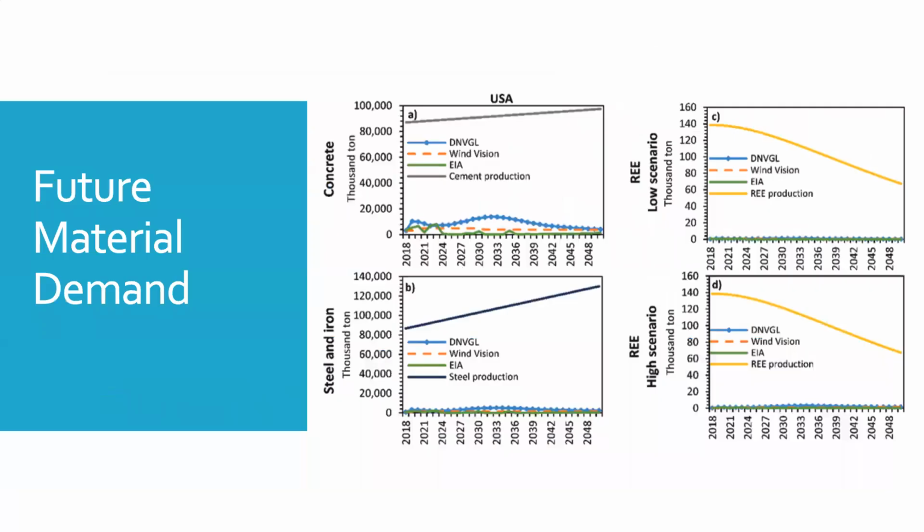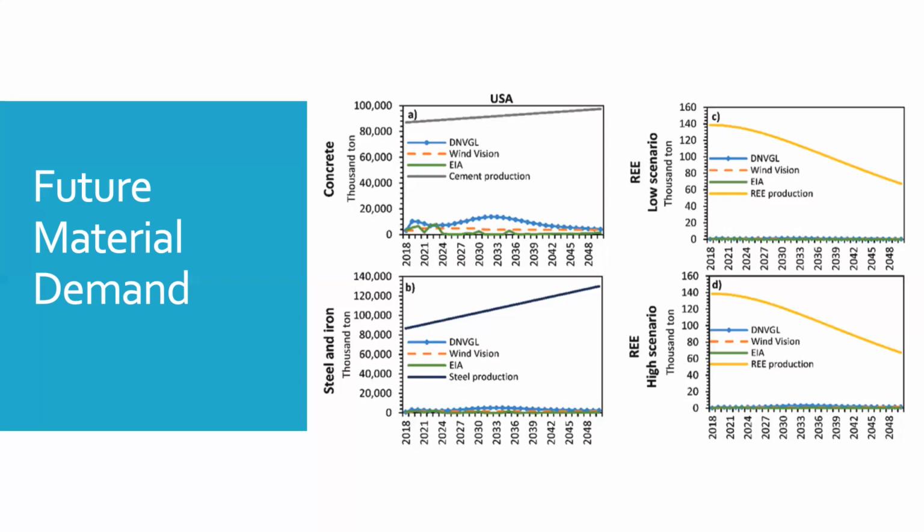All right, now we're getting into the future material demand based on those projections from the forecasts. As you can see in these figures here, there are 4 different data sets, which are the three different forecasts used, and then also the expected production of each material. The first graph is the cement production compared to the future material demand. And then figure B is the steel production compared to the future material demand.